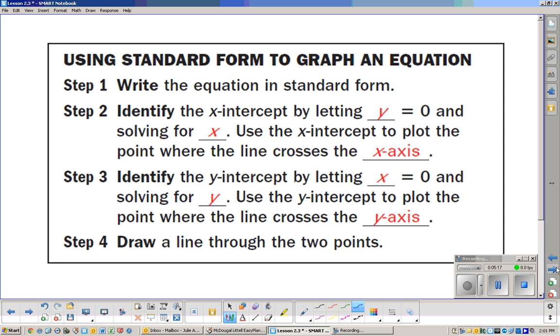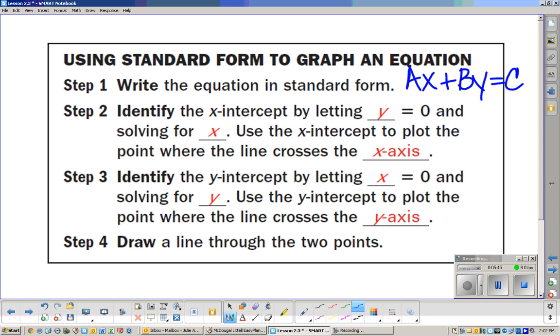The second way we're going to graph is using standard form. And the first step to using standard form is writing the equation in standard form. Again, I think it might be a good idea to write in your notes right here what standard form looks like, which is ax plus by equals c. Standard form is totally different than how we did slope-intercept form, because in standard form, your x and your y are on the same side, so we don't know the slope.